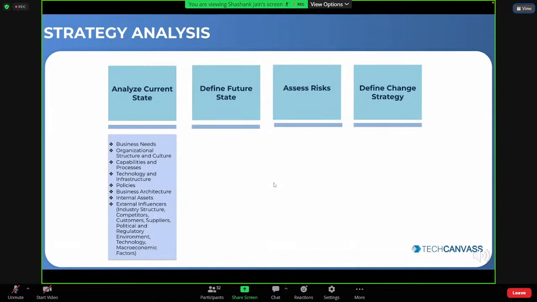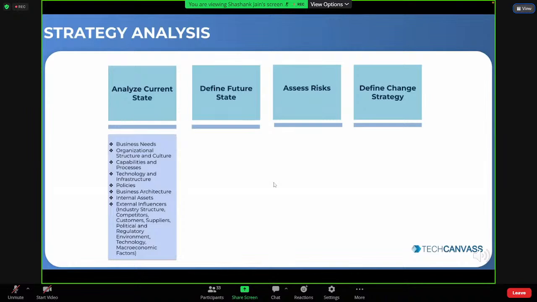Technology and infrastructure understanding is also one of the things that is analyzed in the current state. Policies understanding, business architecture understanding, internal assets like financial resources, patents, reputation, brand names, that understanding is also part of the analysis of current state. External influencers are also something which a business has to understand: which industry you are working for, which are the different competitors, suppliers, political and regulatory environment, and macroeconomic factors like how trade, unemployment, and inflation are moving for that organization, because that may influence the needs.